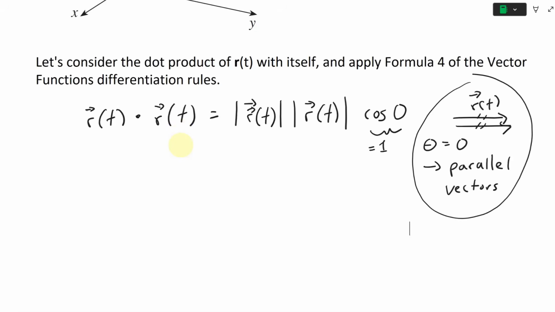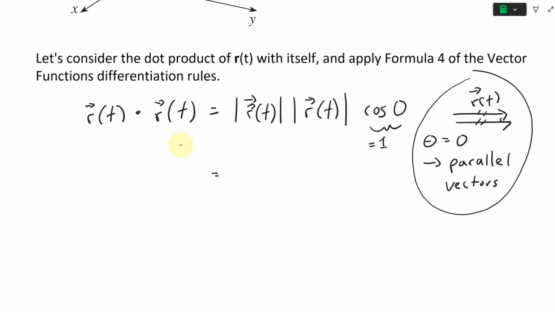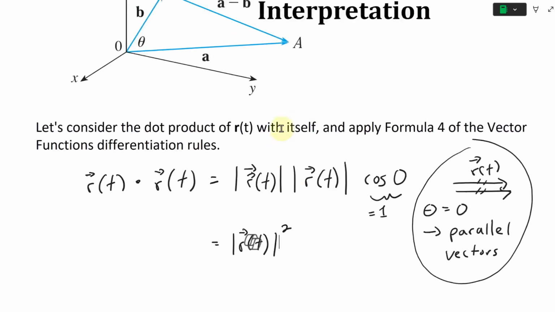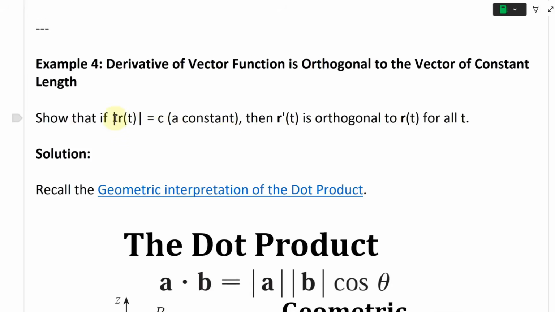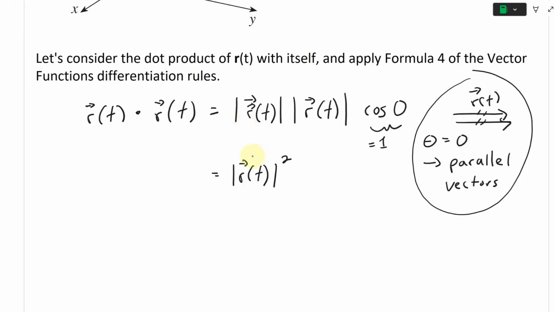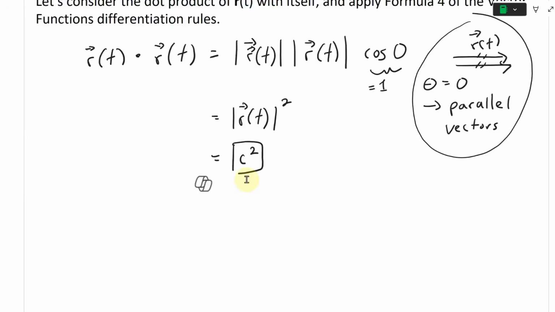So then what ends up happening, and we know cosine 0 is just 1, is this becomes the length of r of t, squared. And furthermore, we're given that this is equal to c, a constant, so the square is going to equal c squared. So we have r of t dot product with itself is equal to c squared.